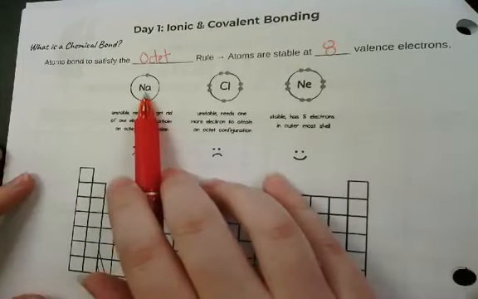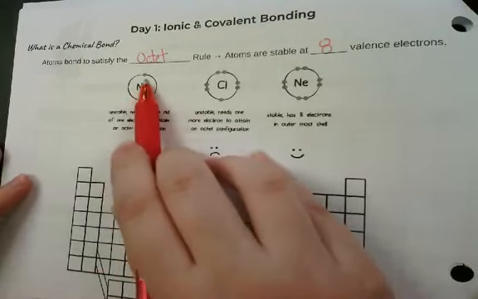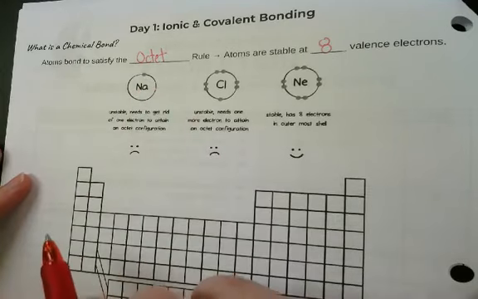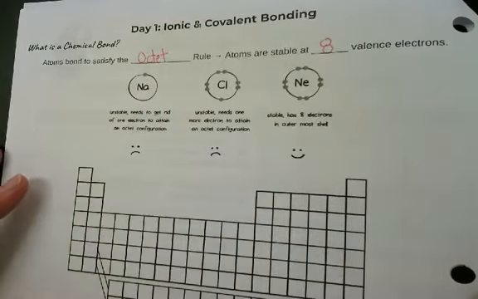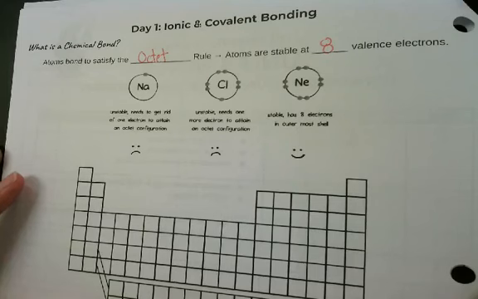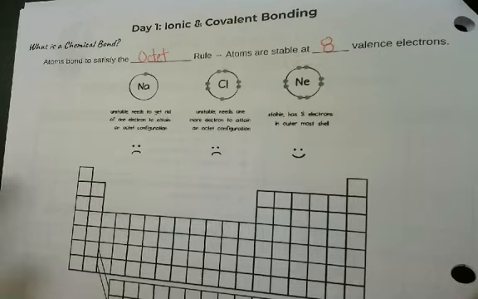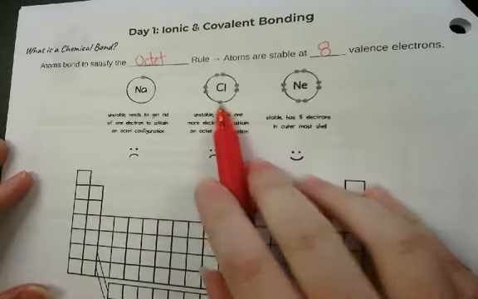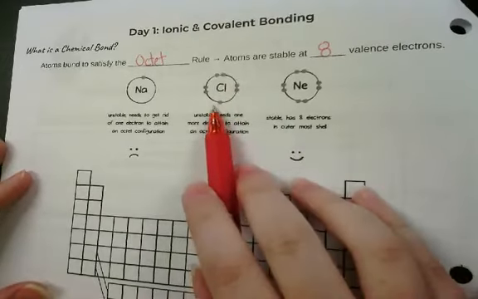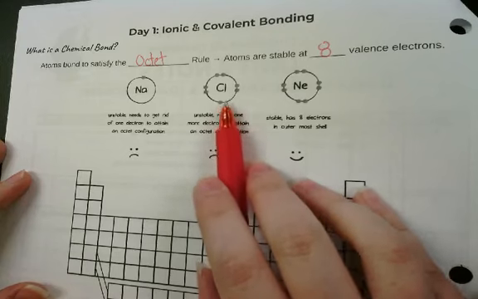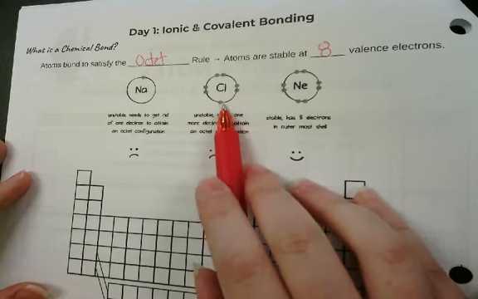So sodium is in group 1. It only has 1 valence electron. We just draw 1 dot for it, right? So it's unstable. It really wants to get rid of that 1 electron. So it's going to do something to get rid of it. Chlorine, however, has 7. It really wants to get to 8, so it's going to try and gain 1 so that it's happy and satisfied at 8.